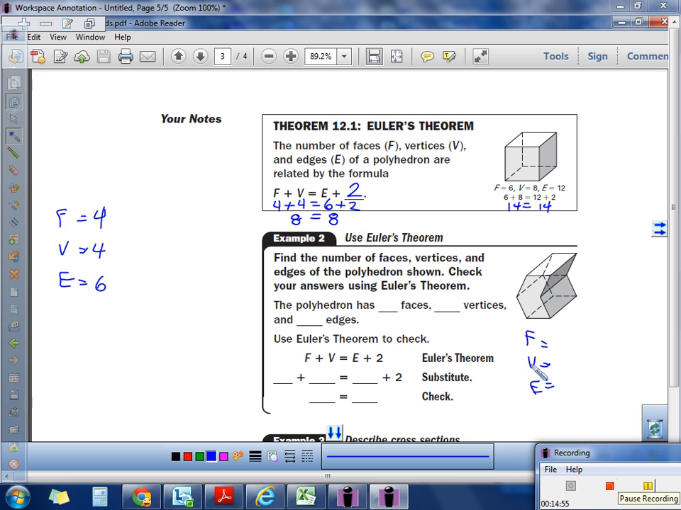All right, so when I'm counting, I'm going to do vertices first. 1, 2, 3, 4, 5, 7, and there's one in the back, 12. 12 vertices. Edges, 1, 2, 3, 4, 5, 6, 7, 8, 9, 10, 11, 12, 13, 14, 15, 16, 17, 18. I think I got 18.